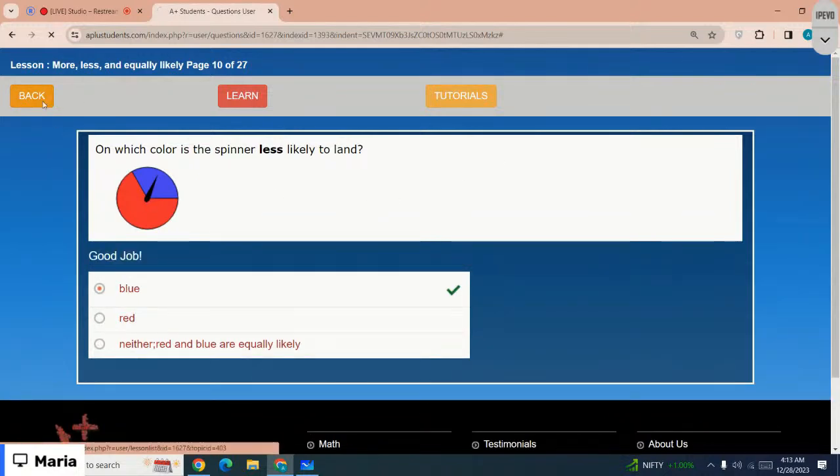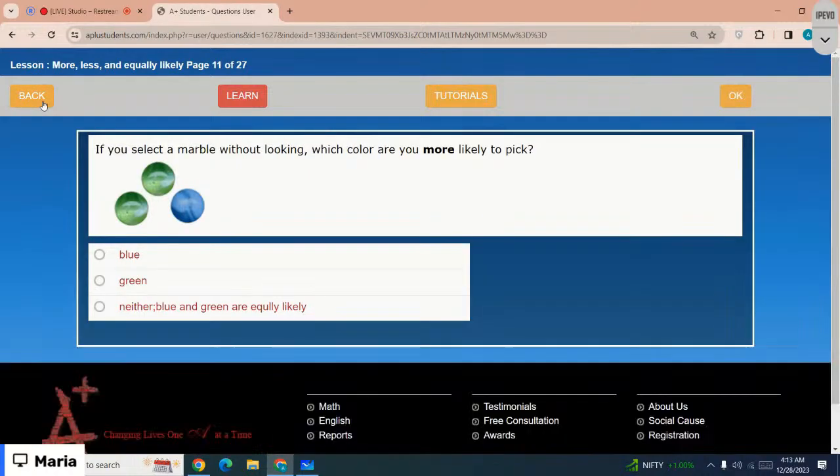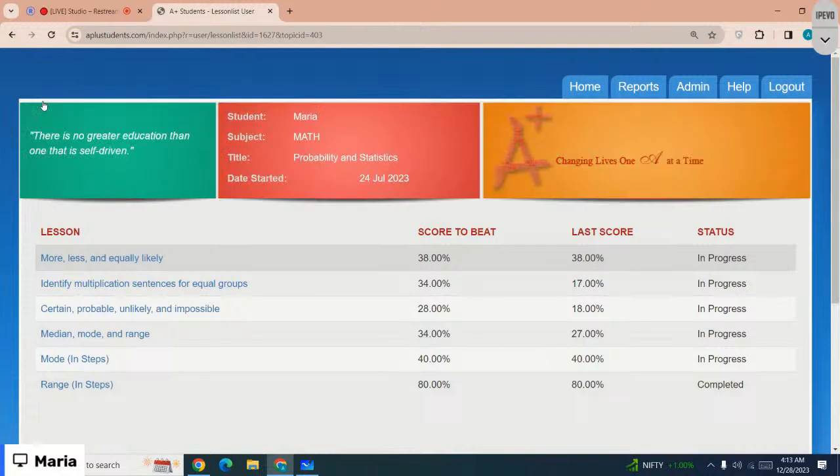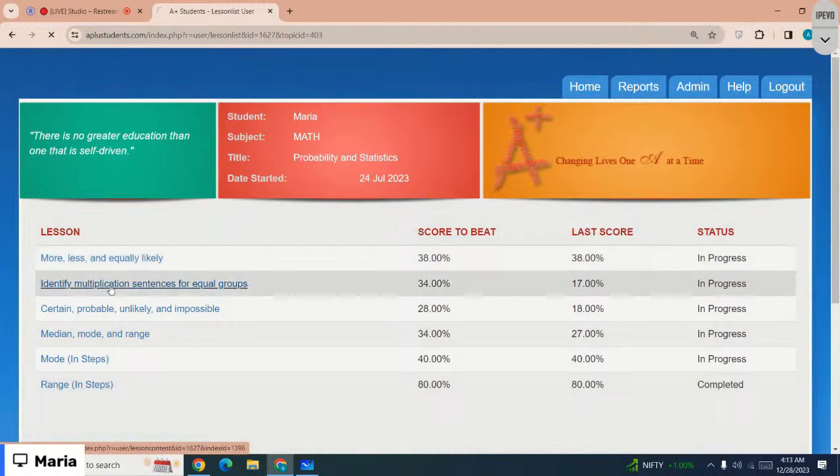Okay, you can complete the lesson by yourself later today. Let's just move on to the next lesson, and the next lesson is identify multiplication sentences for equal groups. Let's just start with the lesson.